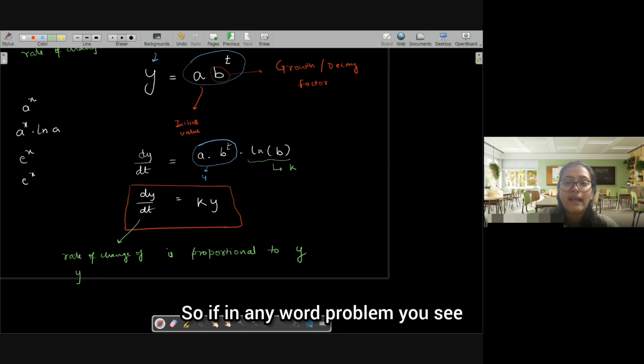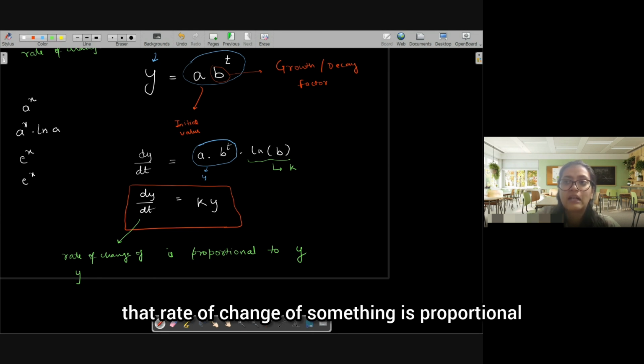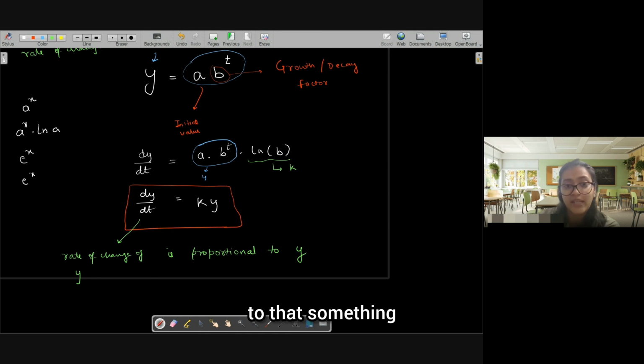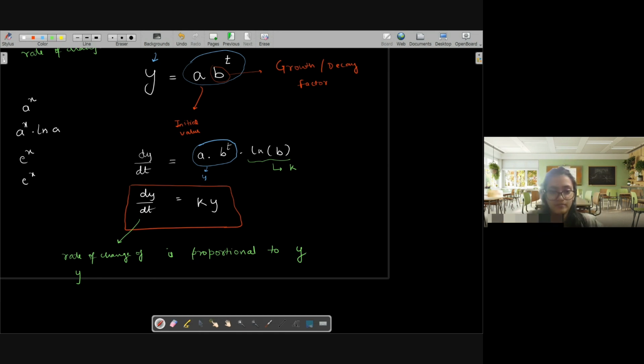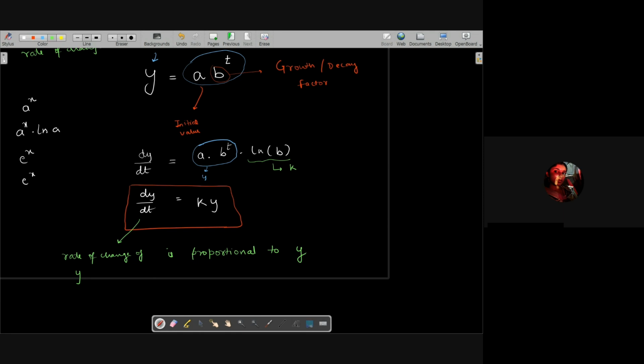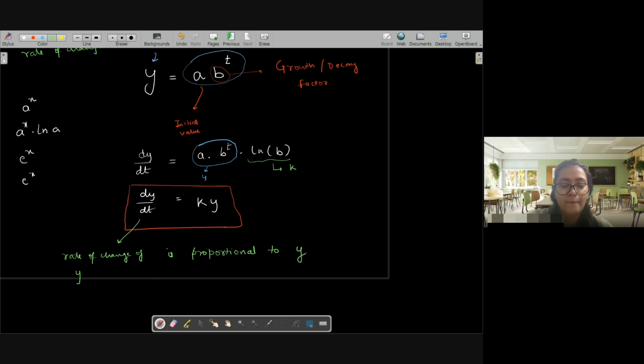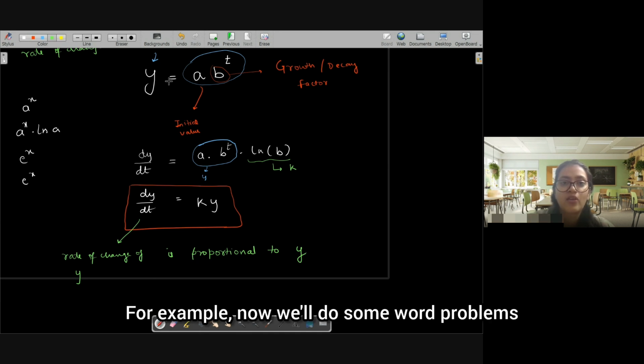So if in any word problem you see that the rate of change of something is proportional to that something, you have to immediately understand that this is the exponential model. Rate of change of y is proportional to y, that will be the exponential model. For example, now we'll do some word problems.